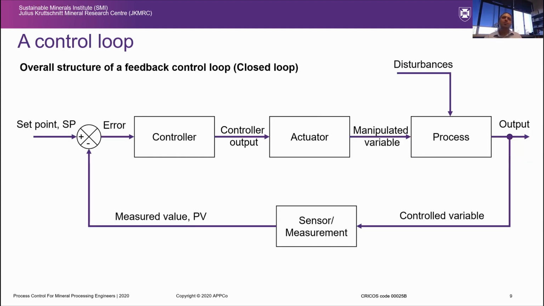So let's look into a basic process control loop. This is an overall structure for a feedback control loop. If you're talking with a control engineer, generally they talk about a feedback loop. And as you can see, it's actually a closed loop. Essentially, the loop starts with the process here, which has some inputs and some outputs.